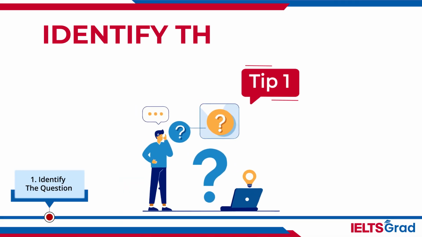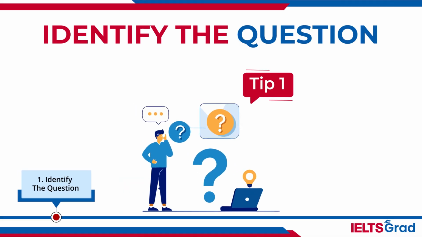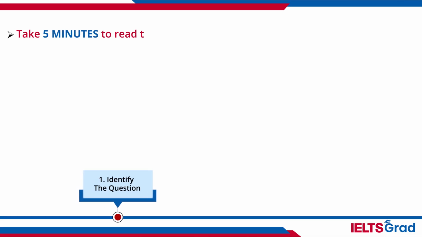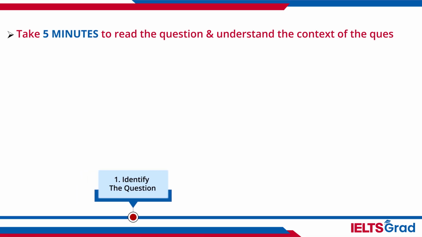So now, let's finally begin with our tips and strategies of writing task 2. Tip number 1, identifying the question. Once you reach your IELTS Writing Task 2, do not be in a hurry to start writing your response. Instead, take 5 minutes, read the question and understand what the question is demanding.